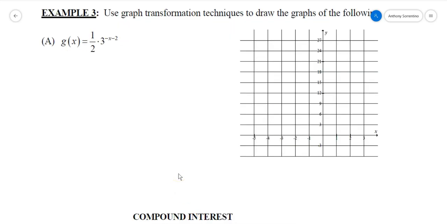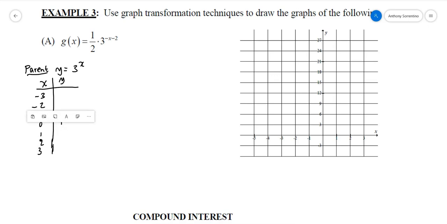If I wanted to figure out what's going on with g of x here, I'm going to note that the parent function is y equals 3 to the x power, and then I have this table. Knowing your powers, or being able to come up with a list of powers of certain numbers, becomes handy, because again, this was 1, 3, 9, 27. These were just the reciprocals.